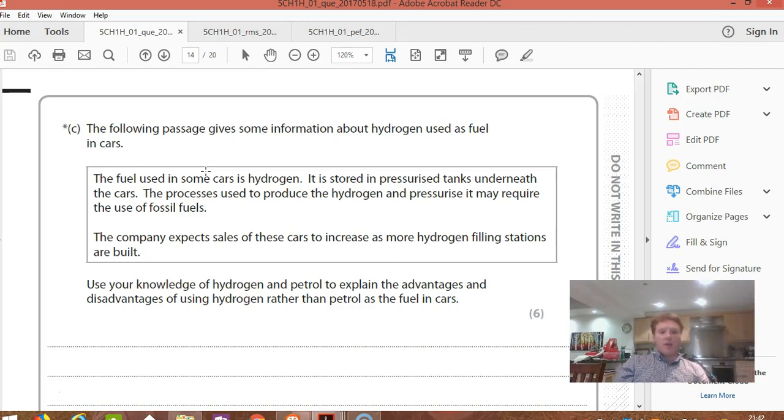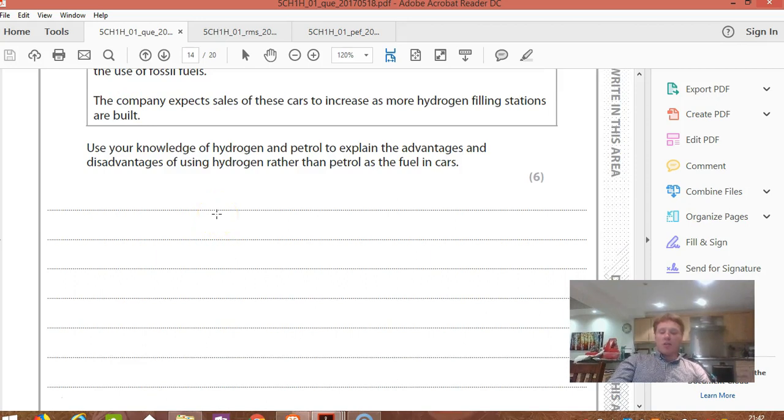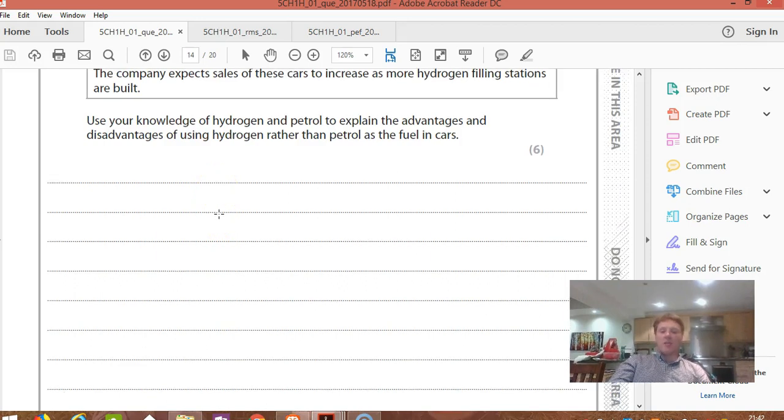The fuel used in some cars is hydrogen. It is stored in pressurized tanks underneath the cars. The process used to produce hydrogen and pressurize it may require the use of fossil fuels. The company expects sales of these cars to increase as more hydrogen filling stations are built. Use your knowledge of hydrogen and petrol to explain the advantages and disadvantages of using hydrogen rather than petrol in fuel cars. So, classic comparing two fuels.